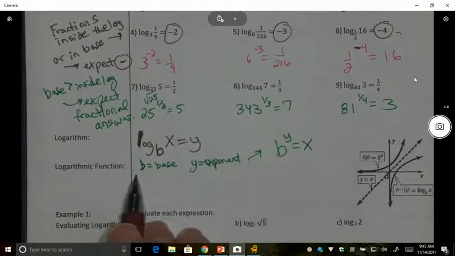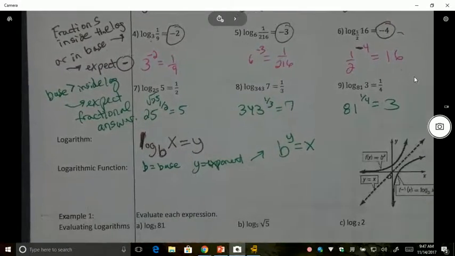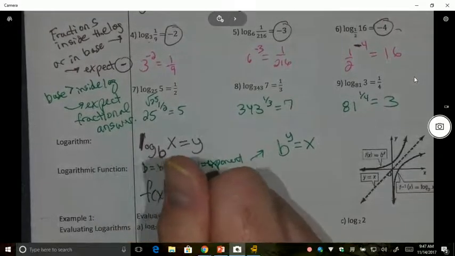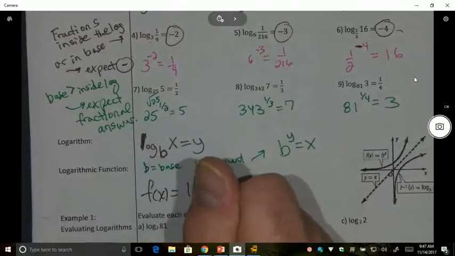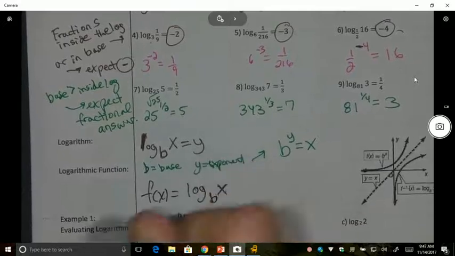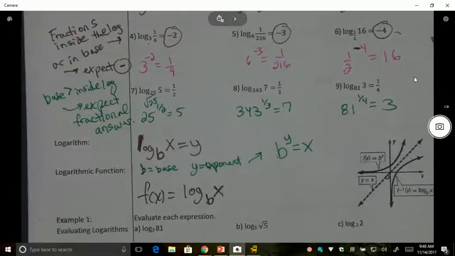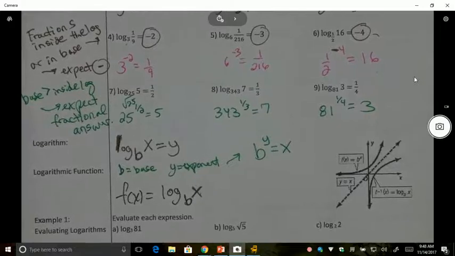Now, a logarithmic function is going to look like this. f of x, that's our height, equals log base b of x. That's without transformations. This is the parent function. We're going to have transformations happen to this. We'll deal with that when we do the graphing part. For today, we're just looking at understanding logarithms and simplifying them.